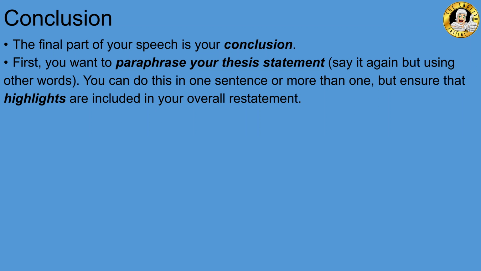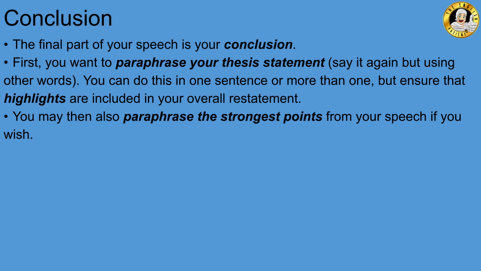Now, the first thing you want to do here is to paraphrase your thesis statement. So you say it again using different words. Now, you can do this in one sentence, or you can do it in more than one sentence, but make sure that you're also paraphrasing your highlights, which would be then your topic sentences for your body sections as well. You can also paraphrase the strongest points from your speech if you wish to do so. It really depends on the length of your conclusion. If it's a little bit too short, you can add in some strongest points as well.